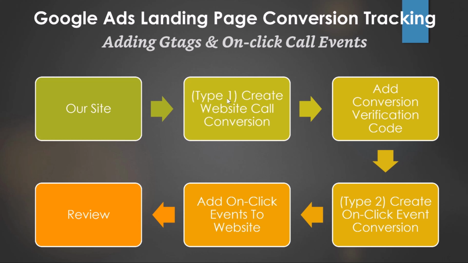So we're going to look on our website. We're going to make the first type of call conversion, where it takes any phone number that's seen on your website and makes that into a convertible call. We're going to add the verification code for that specific type 1. Then we also have a type 2, where if they click on the phone number, any kind of phone number that you decide to implement on your website, that can also be tracked as a conversion. And we're going to add the event that Google needs to know for it to be considered a conversion. And then once again, a review. So let's go ahead and start.